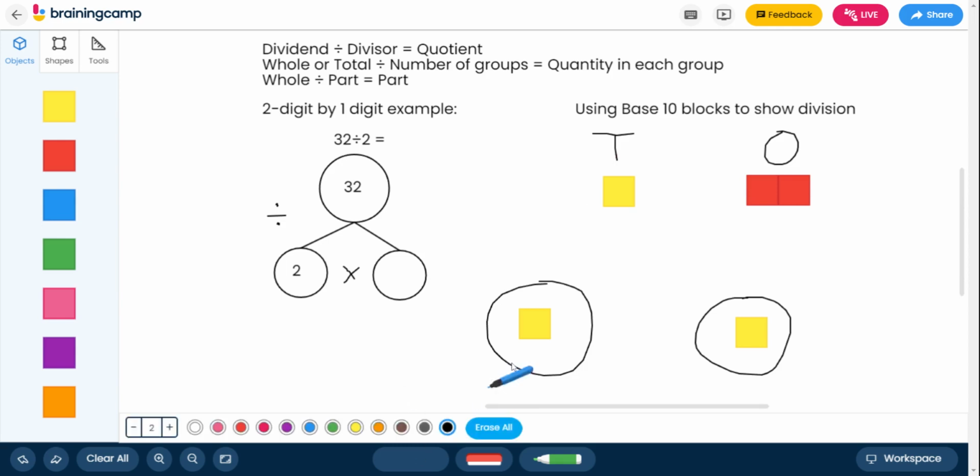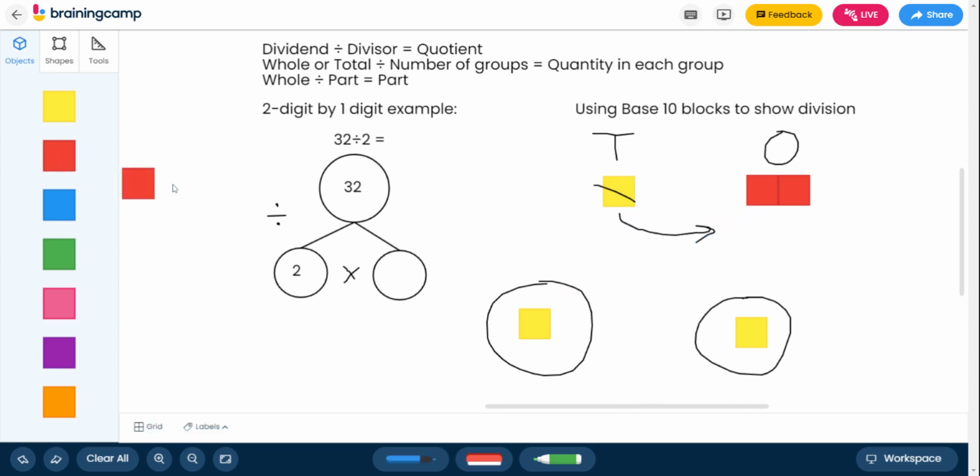So what do we do? We have to regroup. And that simply means we change our 1 ten into 10 ones. And so far this is only 2-digit division, 2-digit by 1-digit. But the same thing will apply to 3-digit, 4-digit, and beyond. All right.